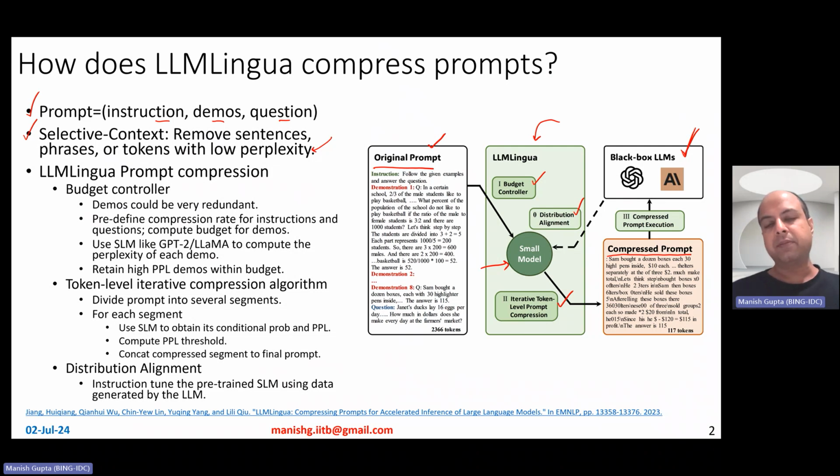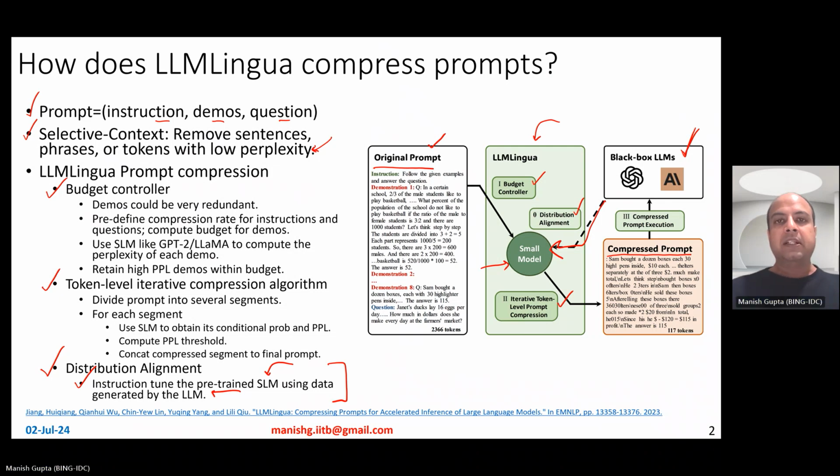However, again, the other problem is that the small language model may not be very aligned with the large language model, which basically means that even though the perplexity is very low thanks to the small language model, it may not be low for the large language model. And therefore, amongst the three components in LLMLingua, you have this third component, which takes care of this distributional misalignment between the small language model and large language model. It ensures that if you have to compute perplexity and remove tokens based on perplexity, you would use a small language model. But this small language model is instruction tuned using data generated by the large language model, so as to be distributionally aligned with the large language model.